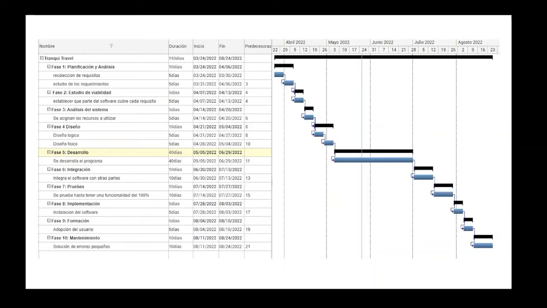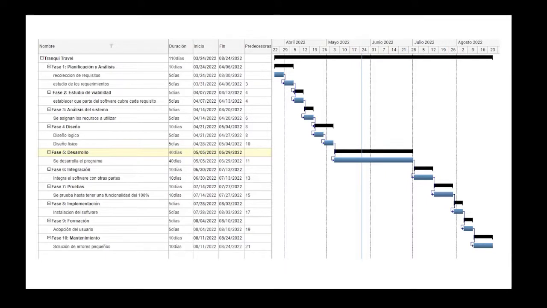The following is the schedule. The schedule is a project template which shows the calendar duration and the tracking of the tasks, for a total of 110 days, beginning March 24 and ending August 20.